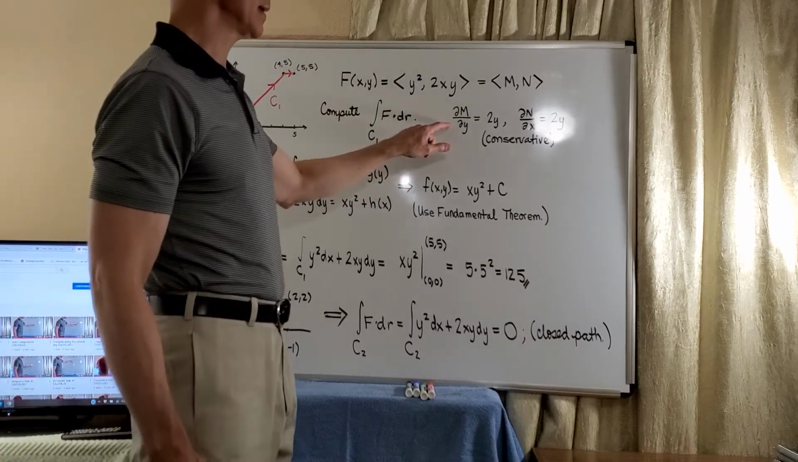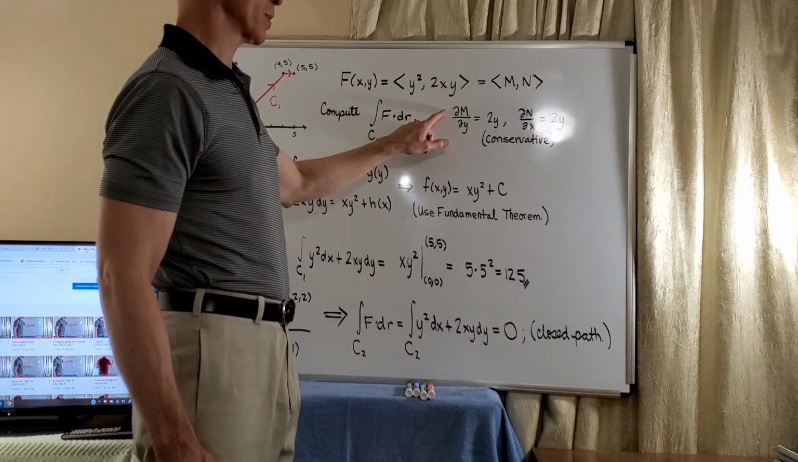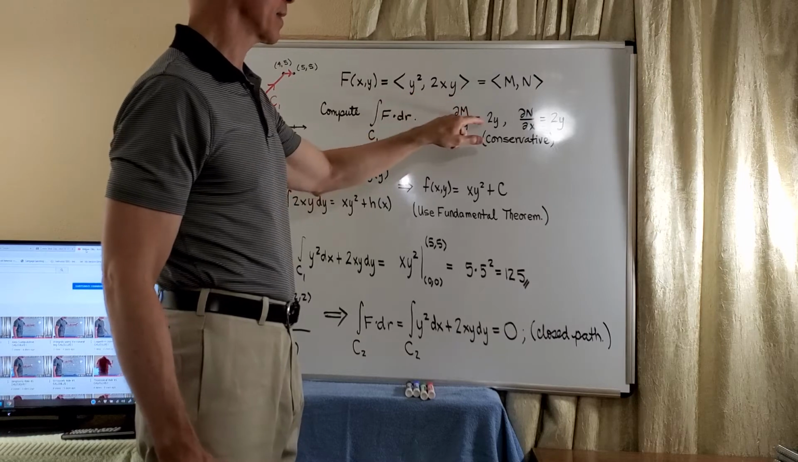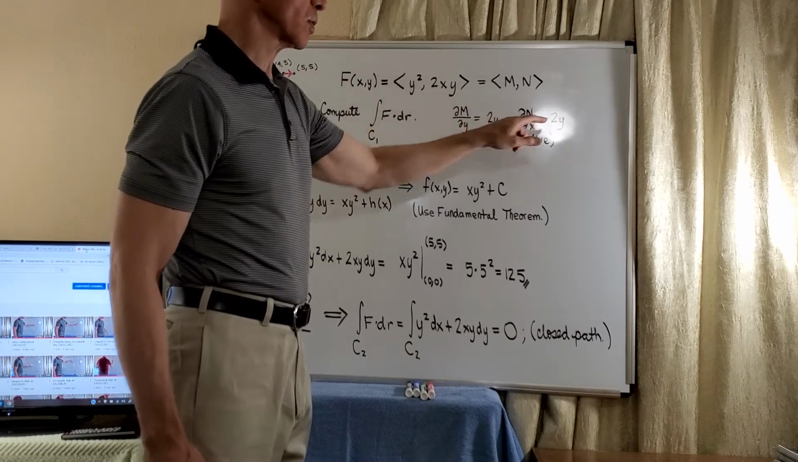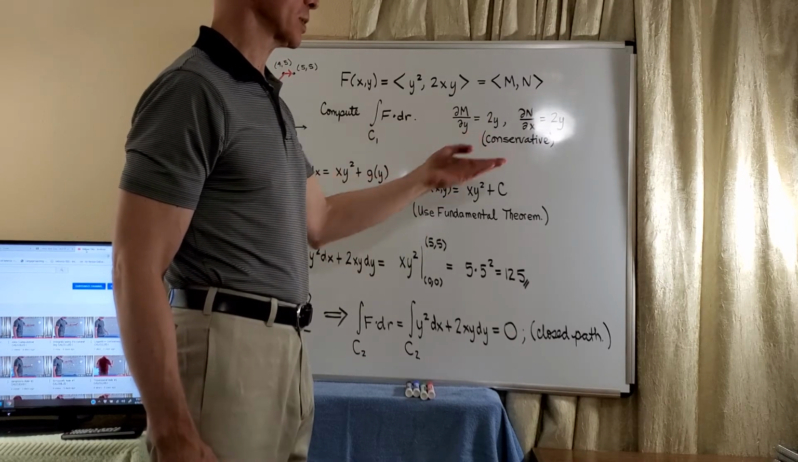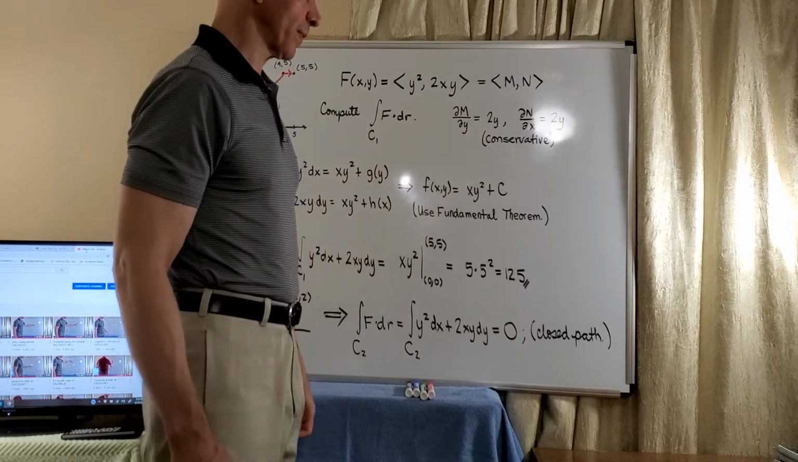So we take the y partial of the first coordinate and we get 2y. And we take the x partial of the second coordinate and also get 2y. So by definition, we have a conservative vector field.